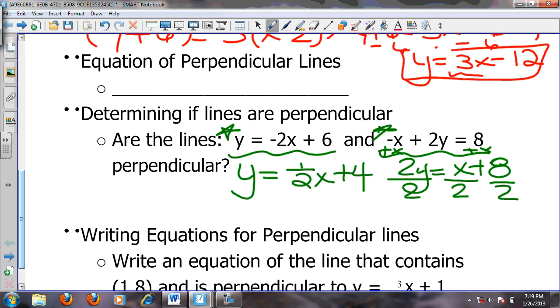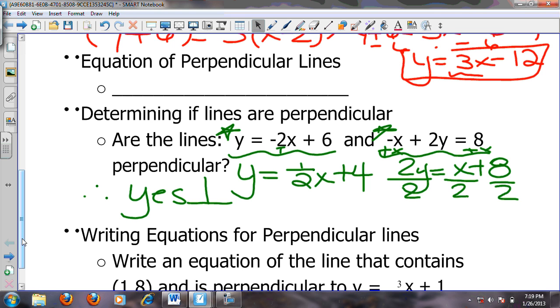Are these lines perpendicular? First you take the slope and you flip it. 2 over 1 becomes 1 over 2. Then you take the slope and make it opposite. Is this opposite? Yes. Therefore, these two lines are perpendicular.